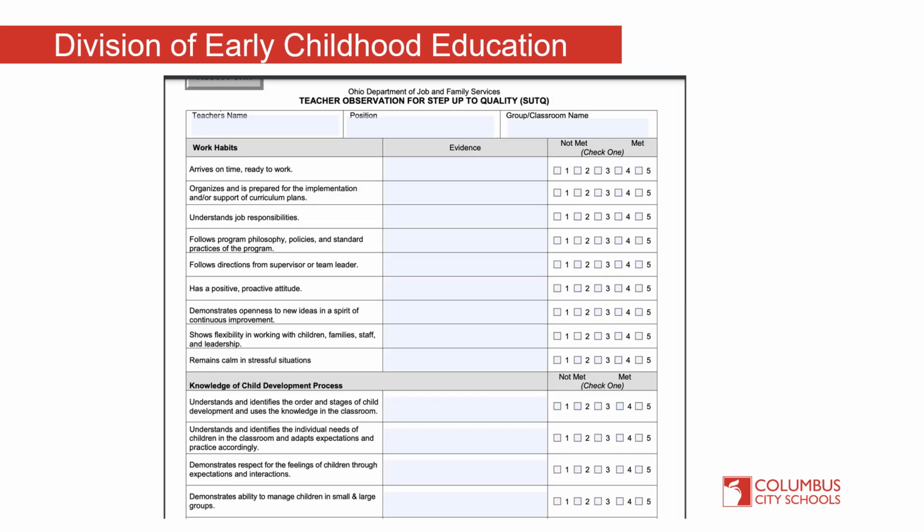So for your second goal, the goal is based on your formal observation. For this goal, you will use either the Step Up to Quality form that is titled Teacher Observation for Step Up to Quality with the ratings of 1 to 5, which is pictured, or your end of the year evaluation that was completed by your building administrator from the previous school year.